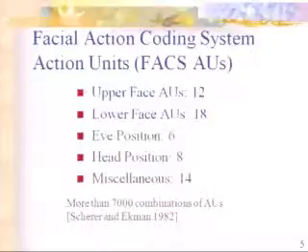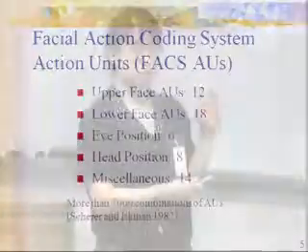The facial action units were coded by psychologists. Mainly, they cover different parts of the face. For the upper face, we have 12. Lower face, we have 18. Then they have the eye and head positions and some others. For our talk, people still mainly focus on the upper face and lower face action units.